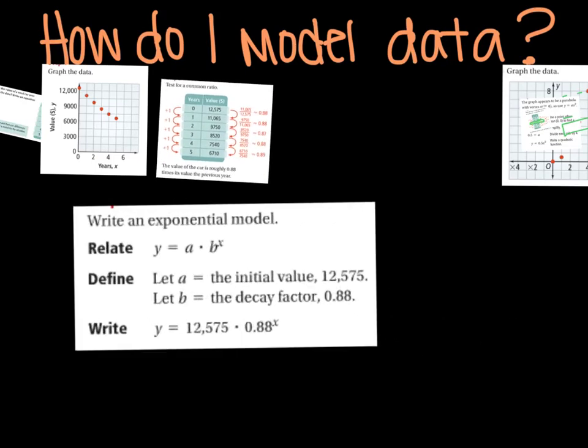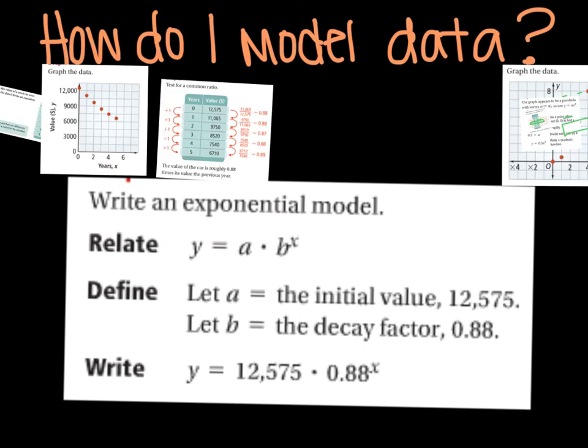Once we know the common ratio, we can write an equation. We use the exponential model, which is y equals a times b to the x. A, remember, is your initial value, your starting amount, and in this case, the starting amount was 12,575. B is your decay factor, in other words, your ratio, and it's called decay, if you remember, because it's decreasing. That would be your common ratio, which is 88 hundredths. So then you would write your equation, just like you can see here.